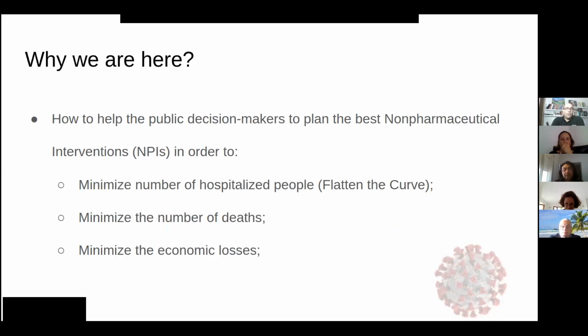We are here to help public decision makers plan the best non-pharmaceutical interventions in order to minimize the number of hospitalized people, which is what we know as flattening the curve, to minimize the number of deaths, and to minimize the economic impact of these interventions. We try to minimize the economic losses, thinking also of the post-pandemic world.